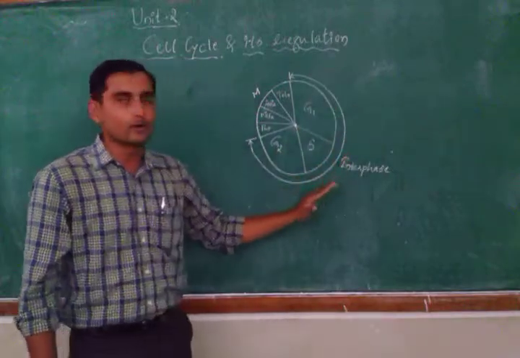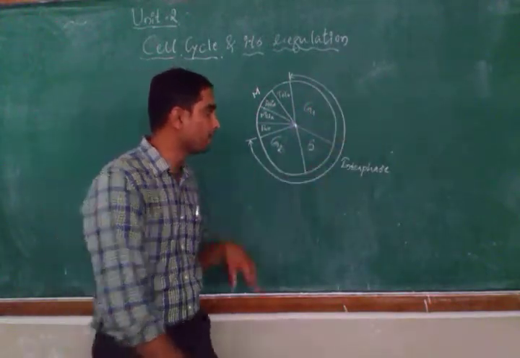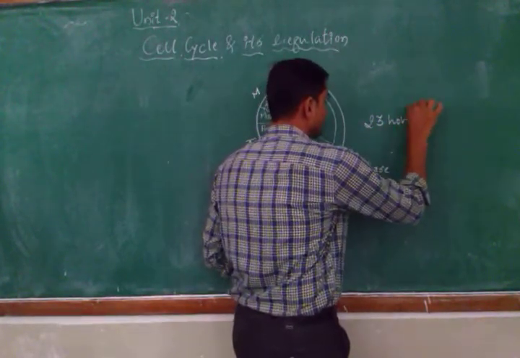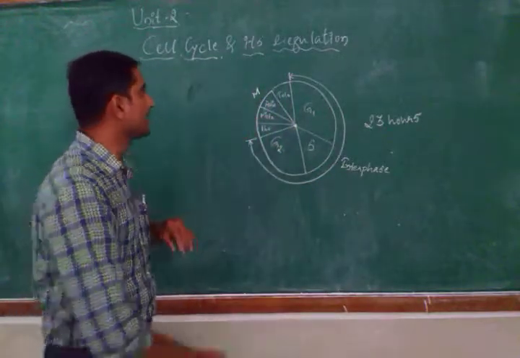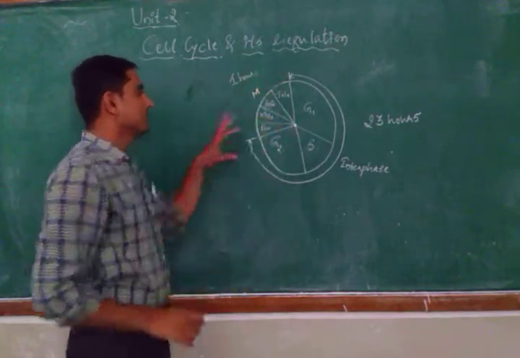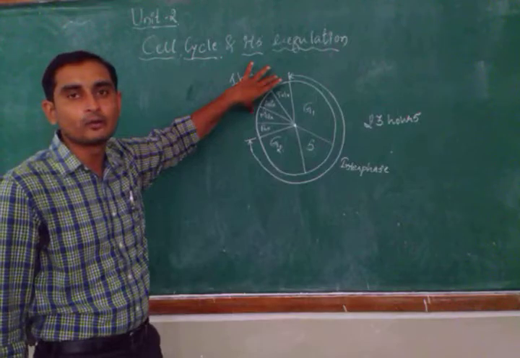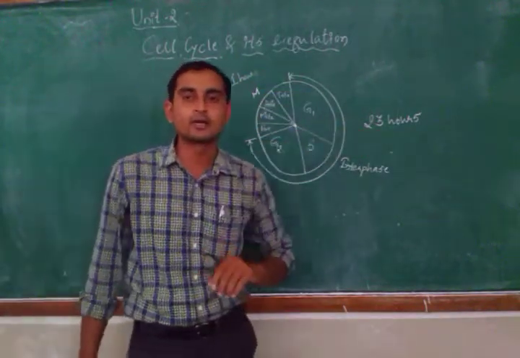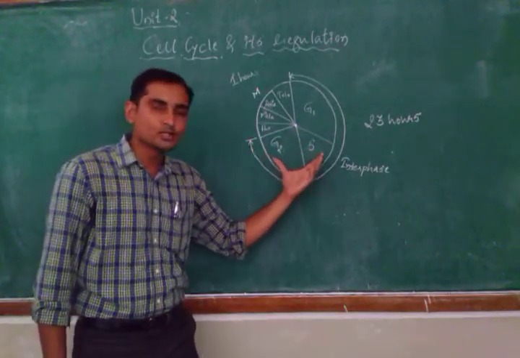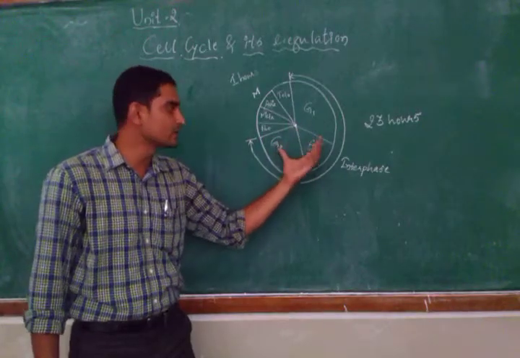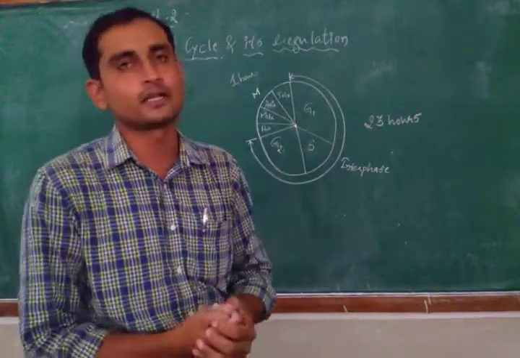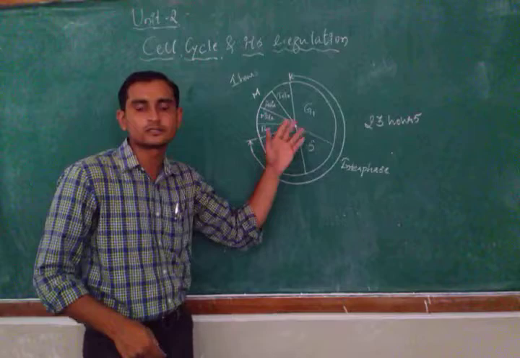It takes nearly 23 hours to complete the interphase, and it takes only 1 hour in case of mammalian cells. M phase is completed in only 1 hour, whereas 23 hours are required for interphase. So the stage which takes longer is the most important. Interphase is the most important phase of the cell cycle, and that's why we are going to concentrate on this interphase.